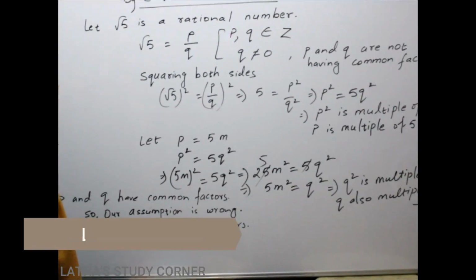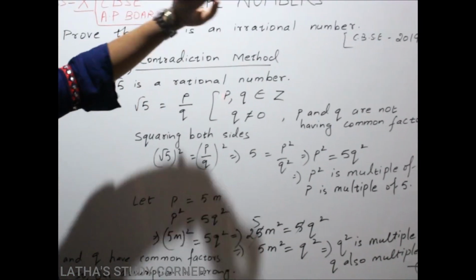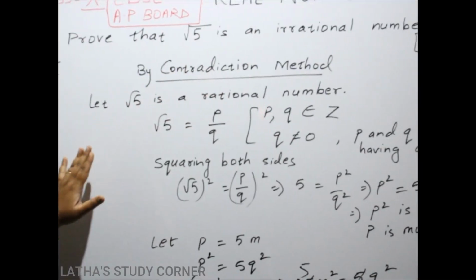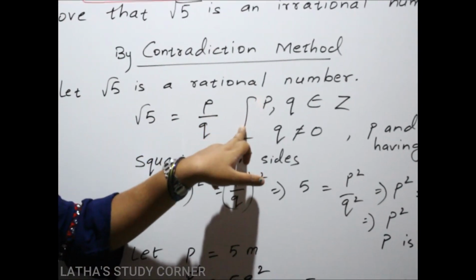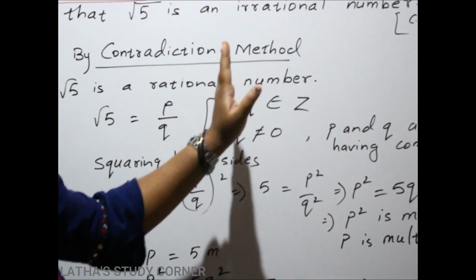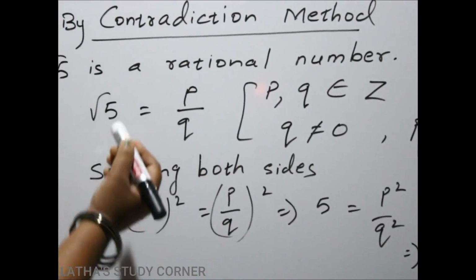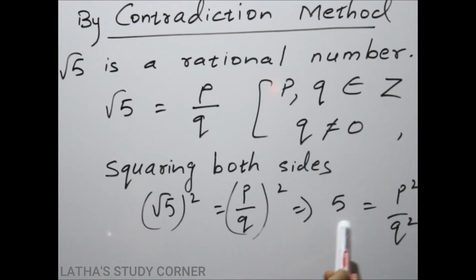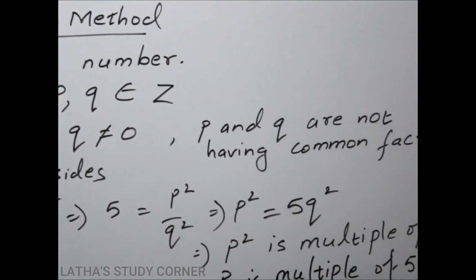So once again, friends, we have to prove root 5 is an irrational number. So we will consider root 5 as a rational number, that is the contradiction method. As a rational number is expressed in P by Q form, root 5 equals P by Q, where P and Q are both integers, denominator Q is not 0, and P and Q, that is numerator and denominator, do not have any common factors. Squaring both sides, root 5 whole square equals P by Q whole square. We get 5 equals P square by Q square. Cross multiplication, P square equals 5Q square.